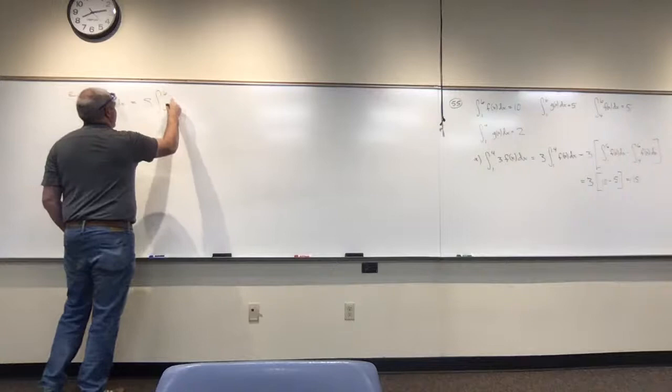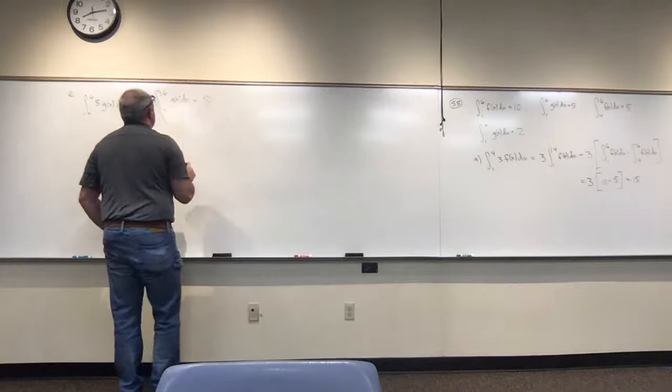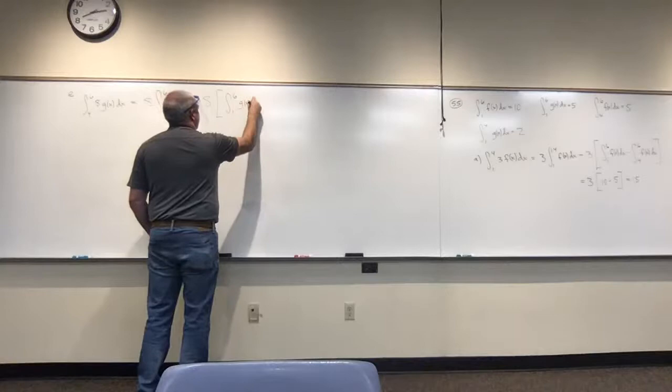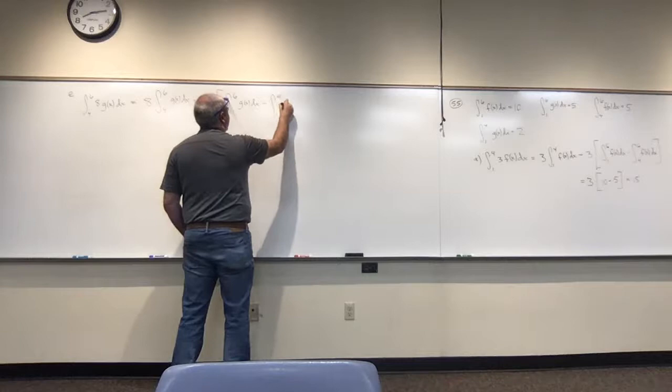And then how I could write this is 8 times the integral from, instead of going from 4 to 6, we could go from 1 to 6 of g of x dx. And then I could subtract out the integral from 1 to 4 of g of x dx.